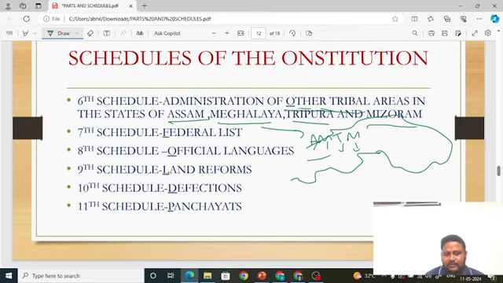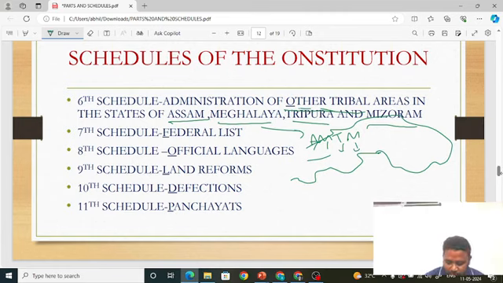This is Assam, Meghalaya will come here, Tripura will come somewhere here, and Mizoram here. Assam, Meghalaya, Tripura, Mizoram. Remember this, AM, TM. Okay, 7th schedule, very important.